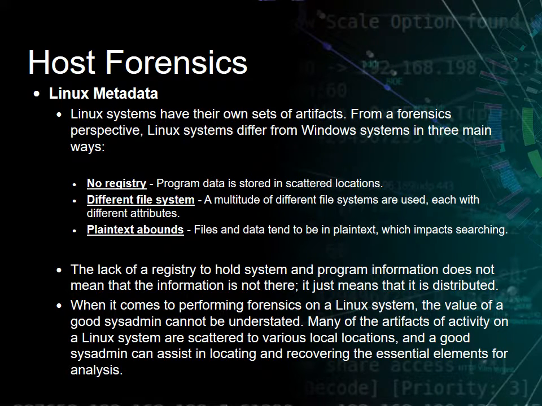Different file system, as a multitude of different file systems are used, each with different attributes. So if you want to look for that slack space or that free space, it's different in a Linux or Unix environment. And then plaintext abounds. Files and data tends to be in plain text, which impacts searching. The lack of a registry to hold system and program information does not mean that the information is not there. It just means that it is distributed.